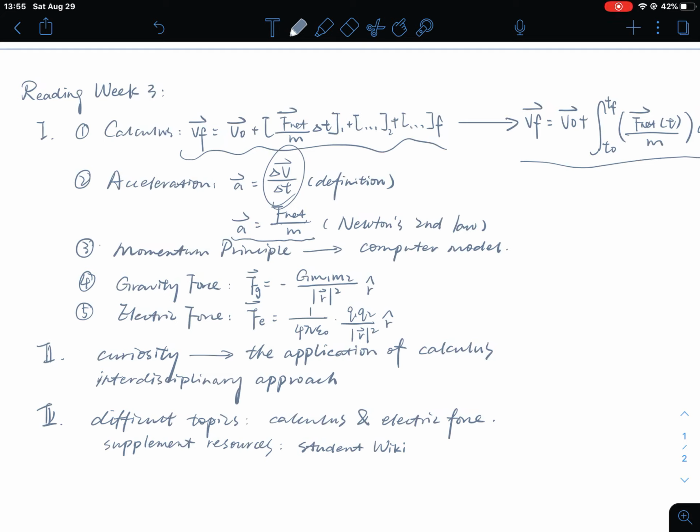And the fourth and fifth concepts are gravity force and electric force, and the formulas are shown here. I'm quite familiar with these two forces, but we only focused on calculating the magnitude of the force in high school, whereas these expressions include not only the magnitude, but also the direction of the forces.